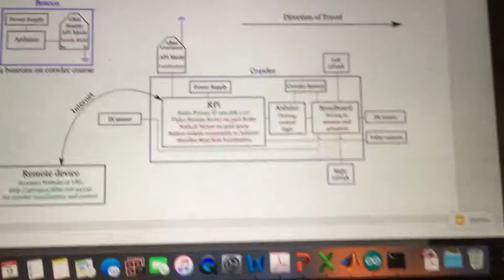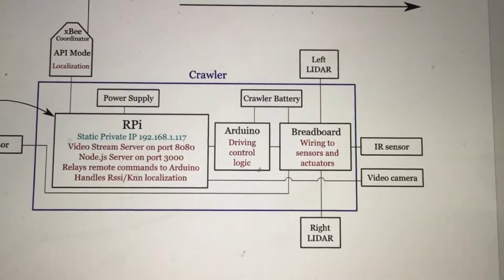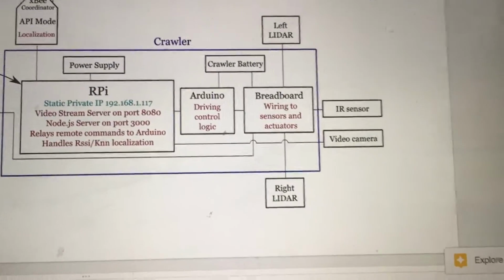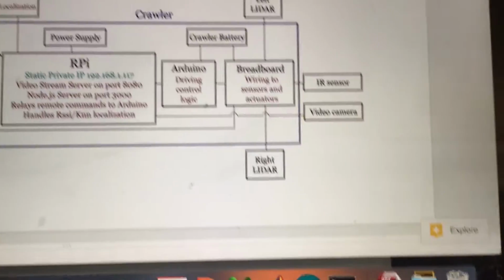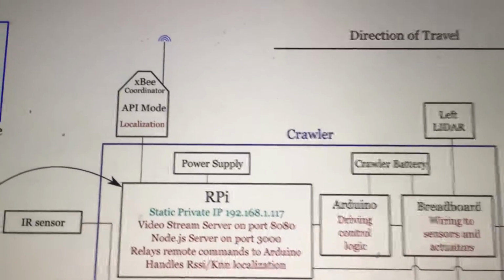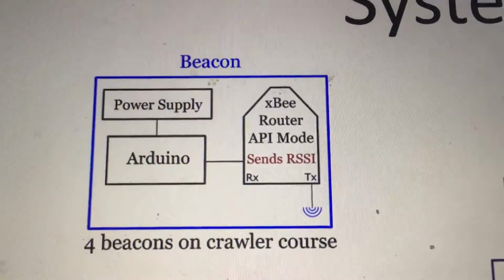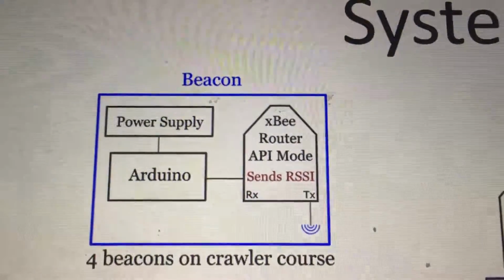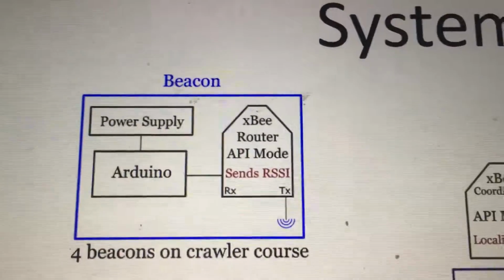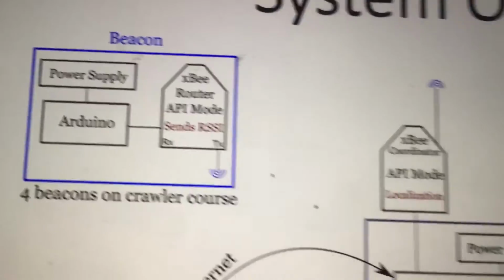So this is a system overview. As you can see here, everything is in the crawler part, which consists of the Pi, Arduino, and everything that's required to make the communication with the beacons. This is the coordinator in API mode that communicates with the other beacons. And this is the beacon layout, which consists of the XBee in API mode and Arduino. It replies back to the RSSI request initiated by the coordinator.